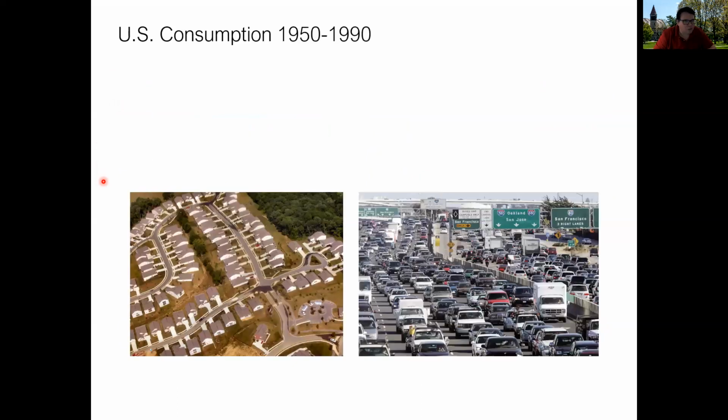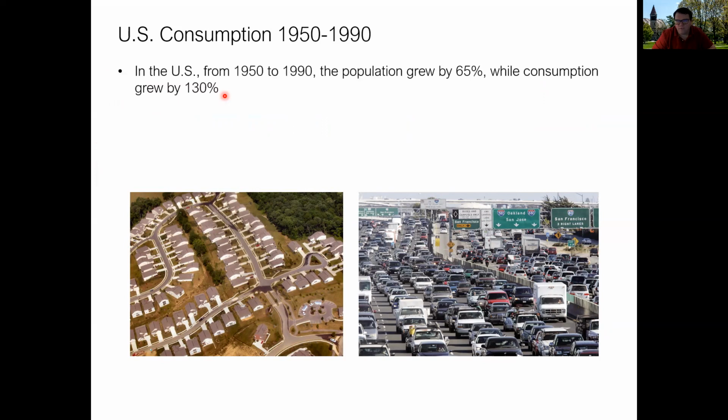So let's just look a little bit at how this, similar to all of our population growth curves, changed in the last handful of years. From 1950 to 1990, as we've talked about before, the U.S. population grew by about 65%.